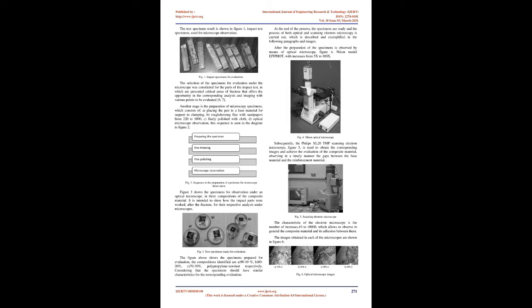Observation. Figure 3 shows the specimens for observation under an optical microscope, in 3 compositions of the composite material. It is intended to show how the impact parts were worked, after the fracture, for their respective analysis under microscopes. The figure above shows the specimens prepared for evaluation. The compositions identified are A, 90-10%, B, 80-20%, C, 70-30%, polypropylene-sawdust respectively. Considering that the specimens should have similar characteristics for the corresponding evaluation.